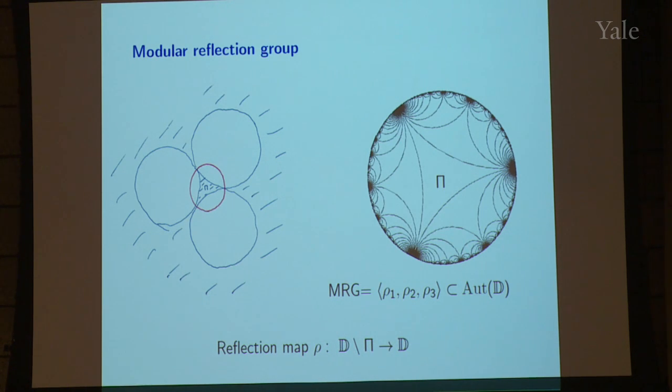And I will use also what I call the reflection map, associated not only to this group but actually to the fundamental region pi. So it's a map defined in the complement of this fundamental domain. It's simply the reflection in the circles. So it's a piecewise map. The complement consists of three parts, and in each part we take the reflection in the corresponding circle. So I'll call this the reflection map.